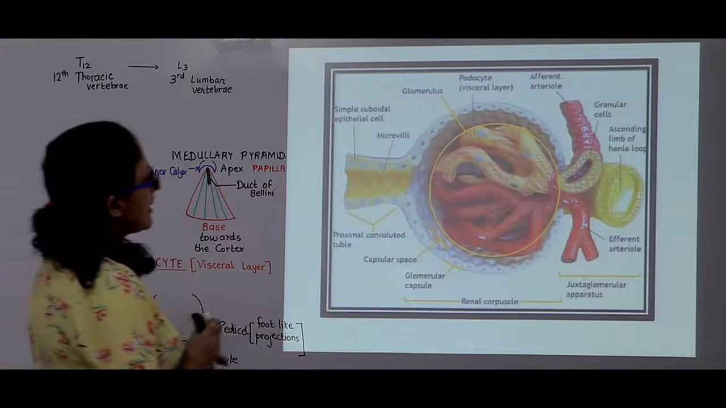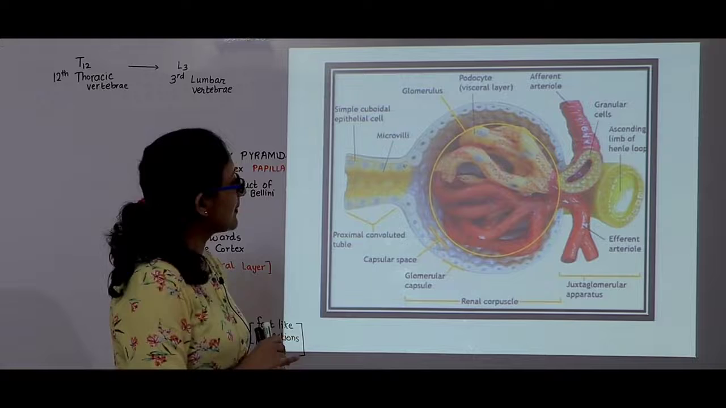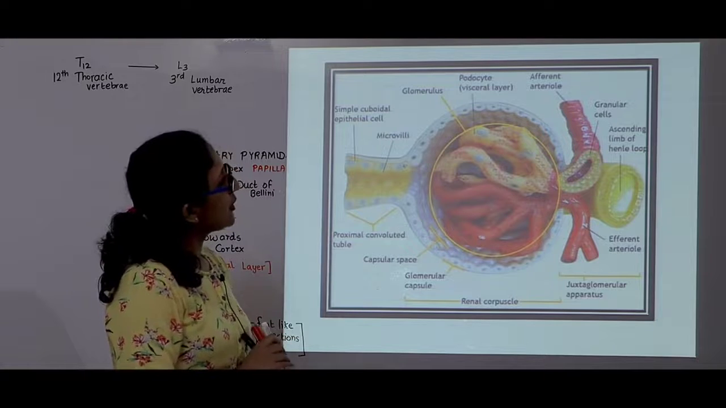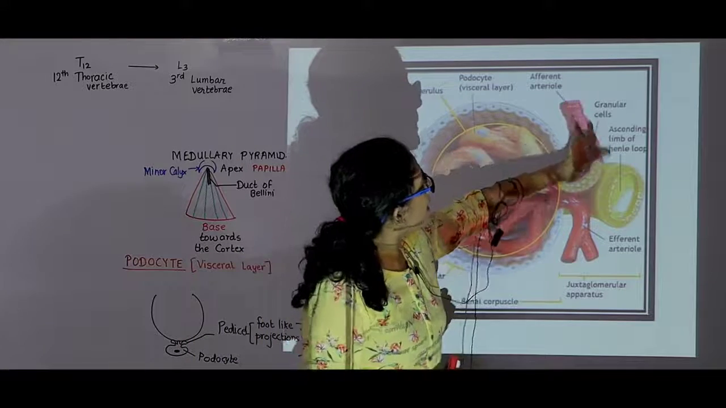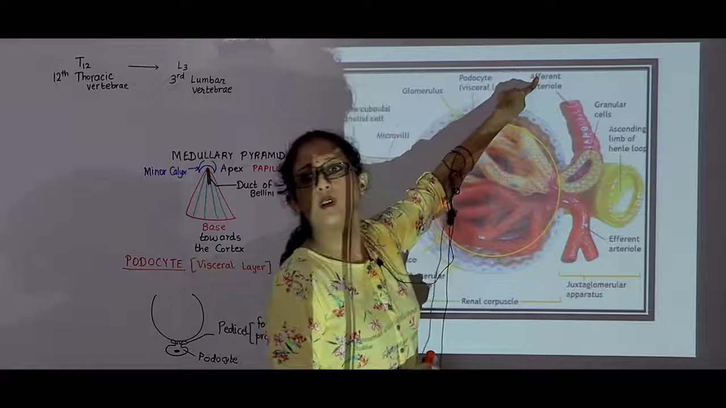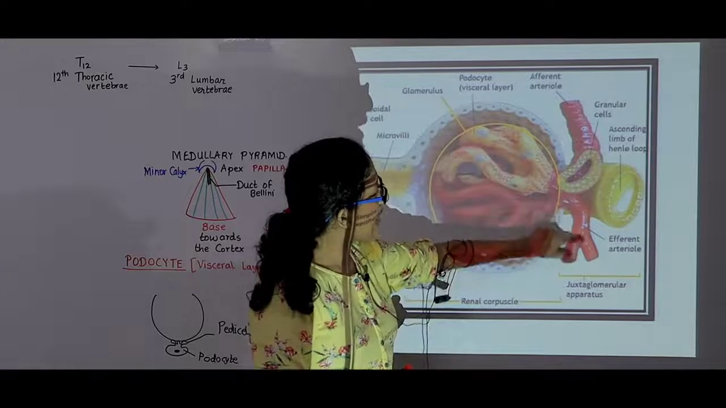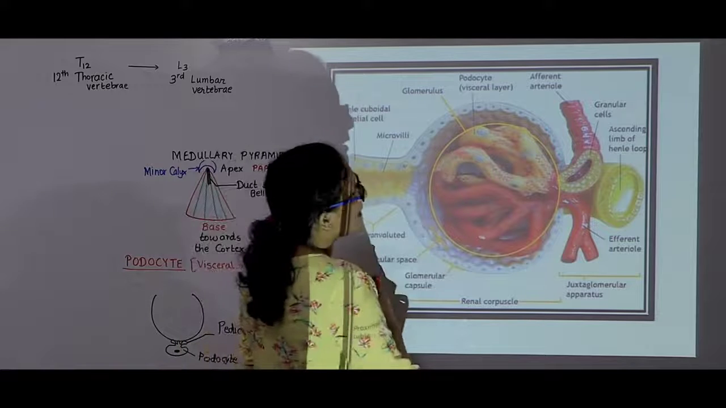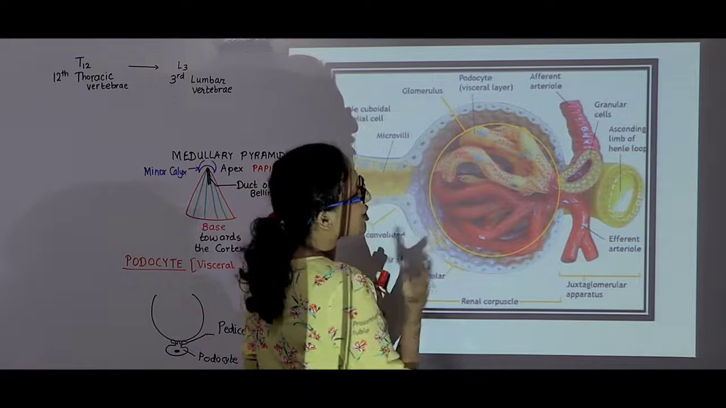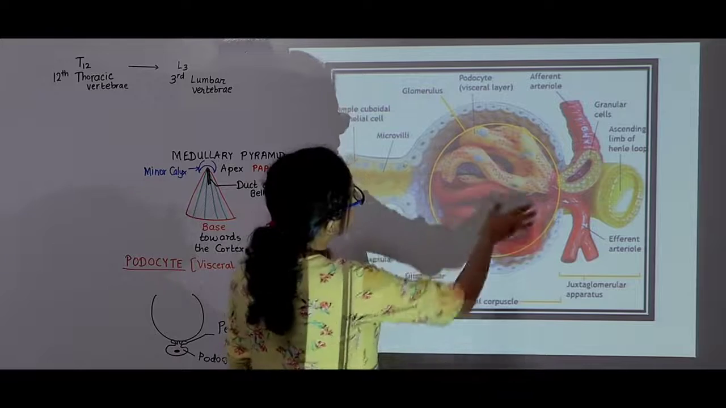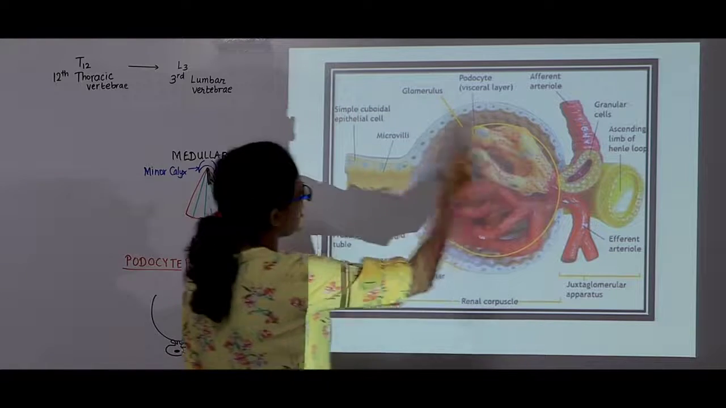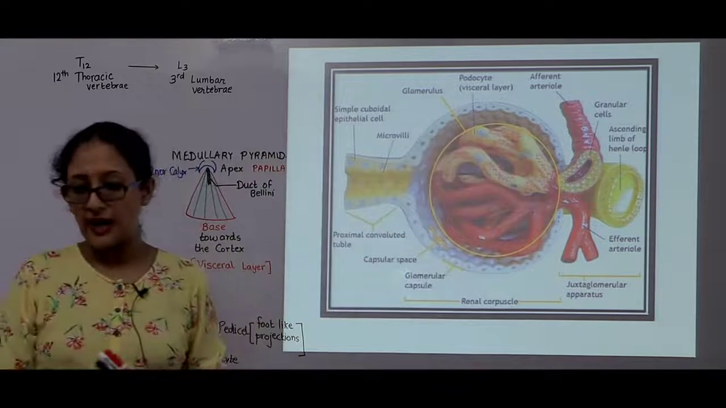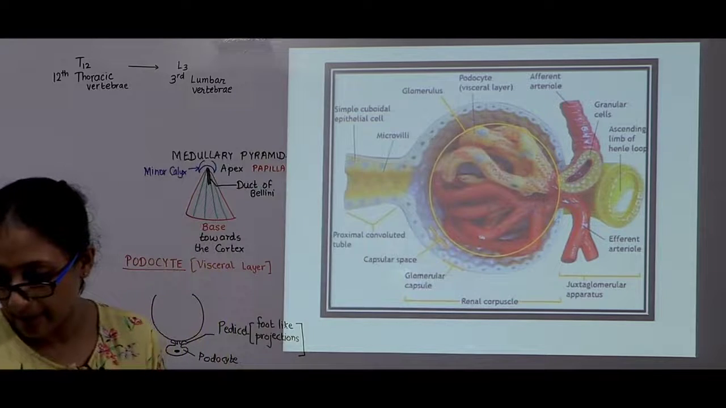This is another image. Here you can see the larger diameter afferent arteriole and the smaller diameter efferent arteriole, and here you have the associations. So, you have the glomerulus that is seen, but the image which I have sent you, that is a much better one.